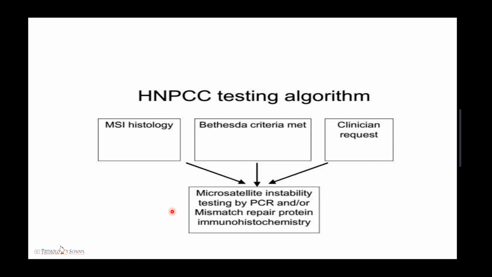Now, let us talk about the HNPCC testing algorithm. So, see, if there is MSI in the histology, so you can see that the histopathological picture that we discussed, like the signet cell, mucinous, necrotic, Crohn's, like everything. Second, the Bethesda criteria. So we'll discuss it later. And very important, the clinician's request, if the clinician is suspecting. So now we can say that the microsatellite instability testing is to be done, which is by PCR. We all know that microsatellite has a property that of PCR, right? Mismatch repair protein IHC also can be applied to it.